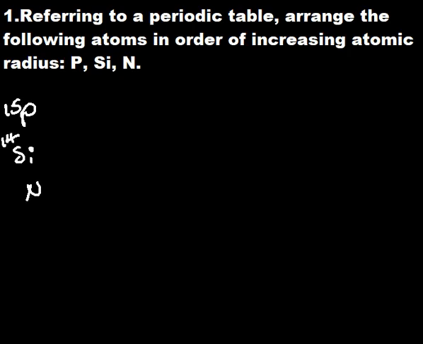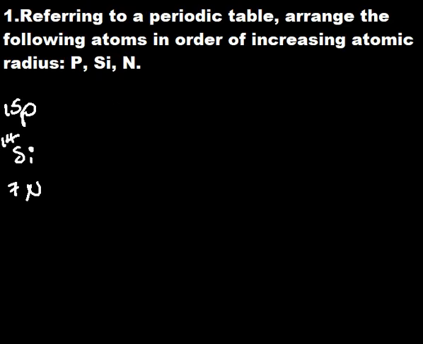And we have nitrogen, whose atomic number is 7. So we have to look at the one with more shells, or else we have to think about whether they are in the same period or not. You observe that silicon and phosphorus are in the same period, and nitrogen is in the second period.